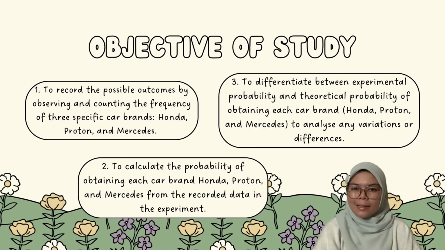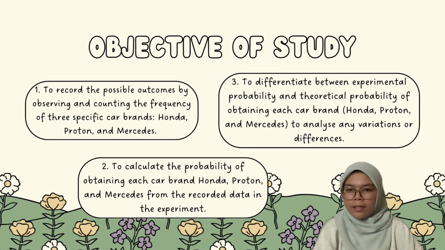I will start by stating the objective of this experiment. Firstly, the goal is to observe and record the frequency of each of these car brands, Proton, Honda and Mercedes, in our data collection. Secondly, we will calculate the probability of obtaining each car brand, which is based on the frequencies we recorded. Finally, we will compare the experimental probability based on our actual data with theoretical probability, which assumes equal chances for each brand or uses market data. This will help us to see any differences between what we observed and what we expected.